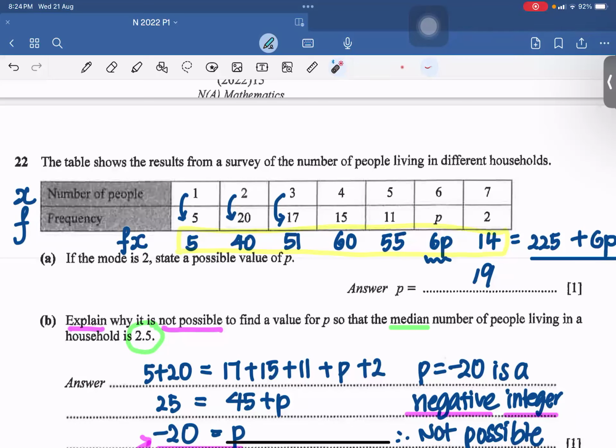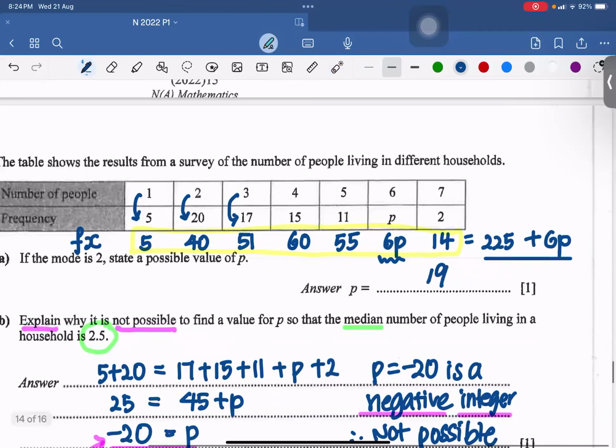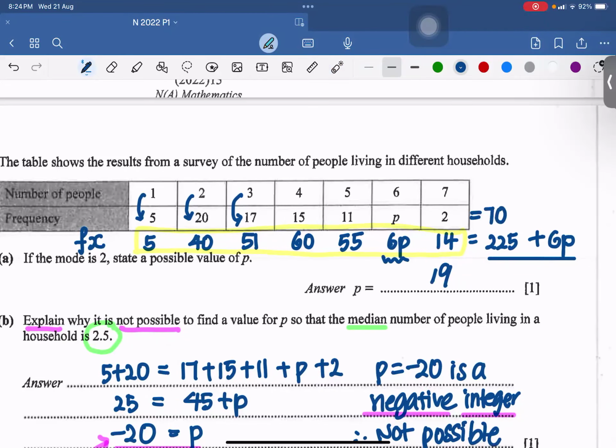So I need to take 5. Let me take my calculator and work at the same time. 5 plus 20 plus 17 plus 15 plus 11. Oh, P cannot plus. I plus the next number first. Plus 2 gives me a total of 70 plus the letter P. Okay, so this one is my sum of frequency.